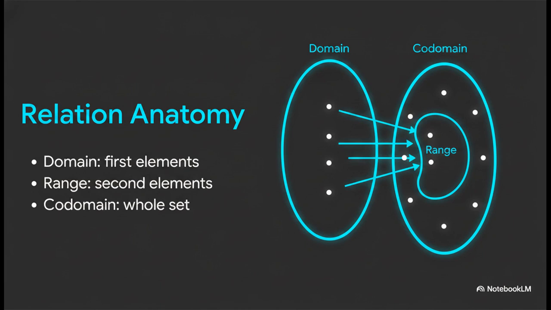Okay, we got to break down the relation's anatomy. It really just has three main parts. First up is the domain. These are all your valid starting points. Next is the range. These are your actual, successful hits. Finally, we have the codomain. Think of this as the entire possible target area. Just remember this. Your range is always inside the codomain.